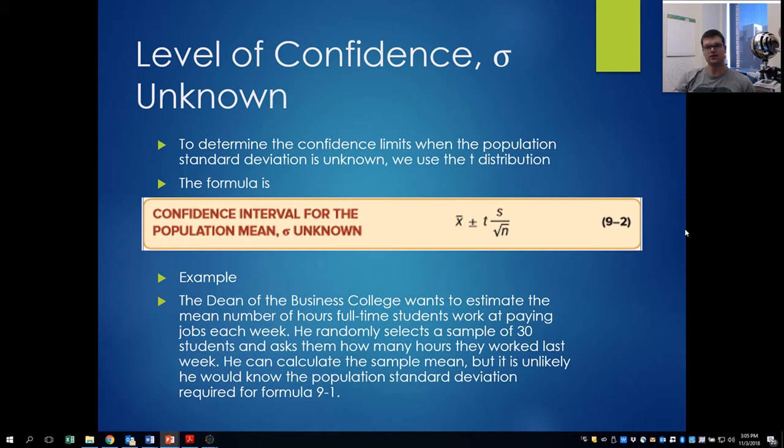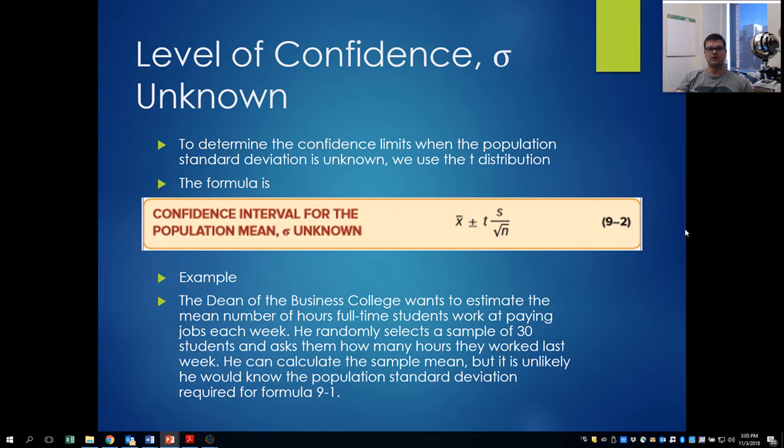Okay, so to determine the confidence level when the population standard deviation is unknown, we use the t-distribution. The formula is the mean of the sample plus or minus the t-value multiplied by the standard deviation of the sample divided by the square root of the number in the sample.